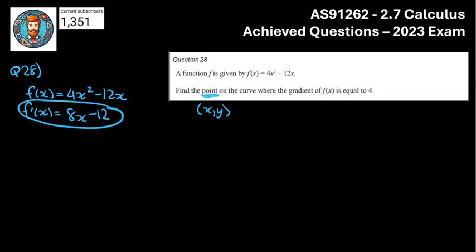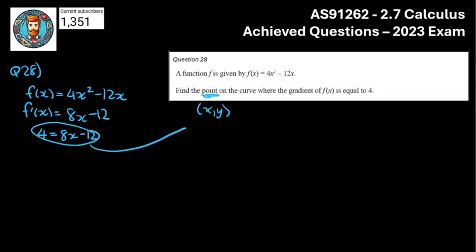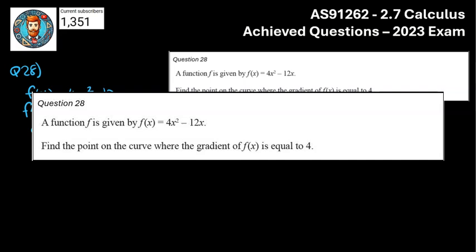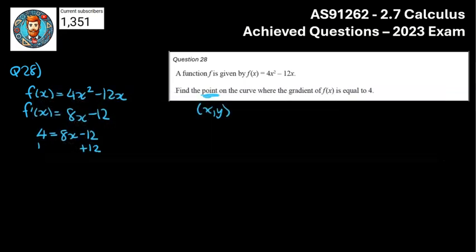I now know that this here, my gradient is equal to 4, so I'm going to substitute in 4 for the gradient. So 4 is going to be equal to 8x minus 12. I'm going to solve this for x, and that'll give me the x value of my coordinate that I'm looking for. So I need to add 12 to both sides first. So adding 12, that means 16 is equal to 8x, and from here I'm going to divide by 8. 2 is equal to x, or x is equal to 2.